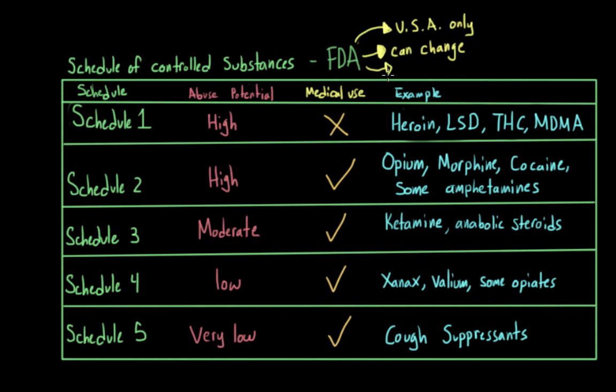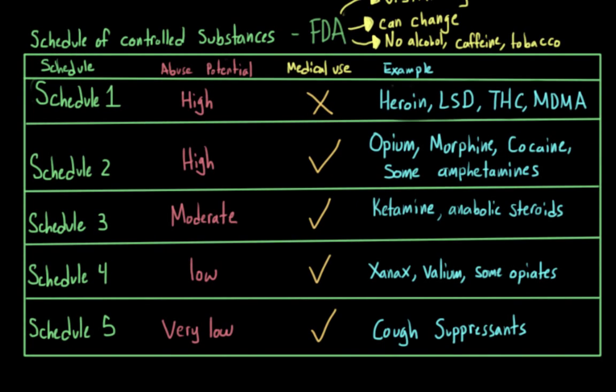And lastly, I want to point out what is missing from this list: alcohol, caffeine, and tobacco. And the reason is that these drugs are not considered to be controlled substances. These drugs are legal, although it is true that for alcohol and tobacco there are laws regulating use for minors. But because these drugs are legal and because they're not prescribed by doctors or really thought about in any kind of medical context, they are not included in this rating system.